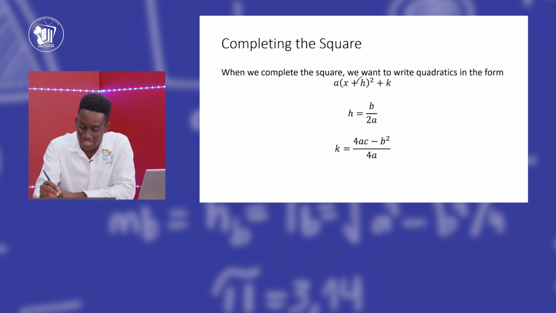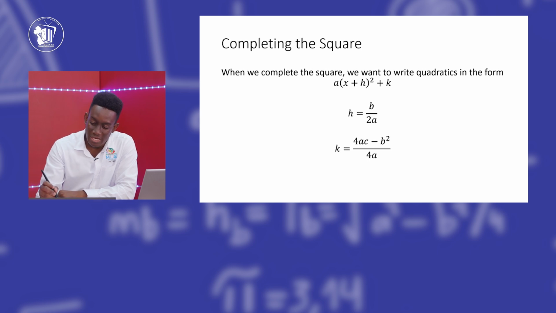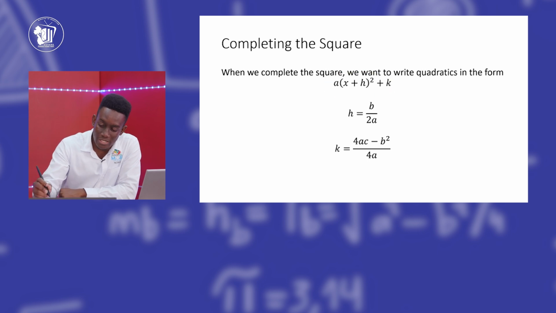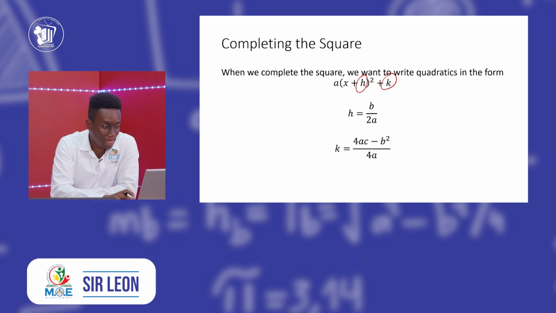Now here's the thing, you will use a formula to find h, and you will use a formula to find k, and a would simply be the number in front of the x squared term. So we'll use the formula to find h, which is b over 2a, and k would be equal to 4ac minus b squared, all divided by 4a. And this is the formula that we use to find h and k. So now let's head into some examples.